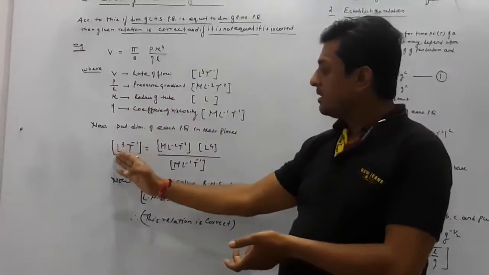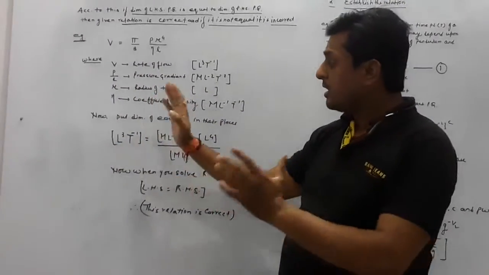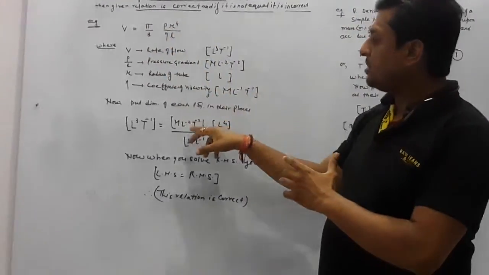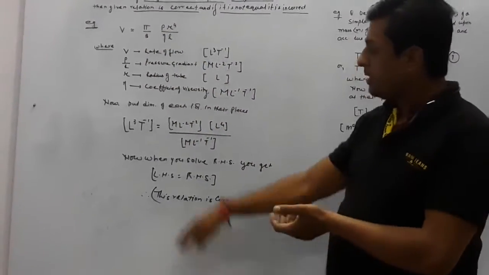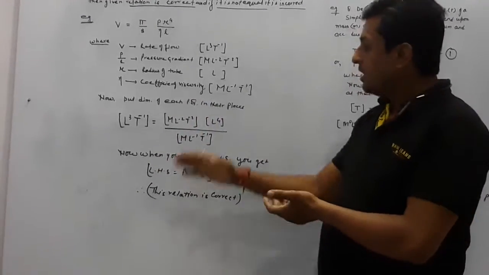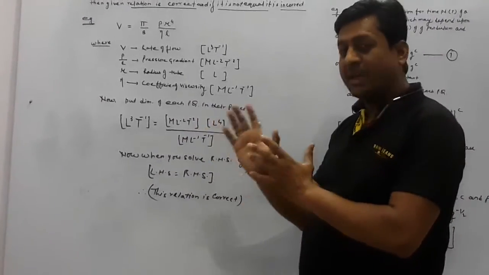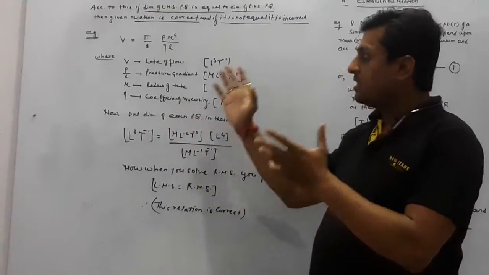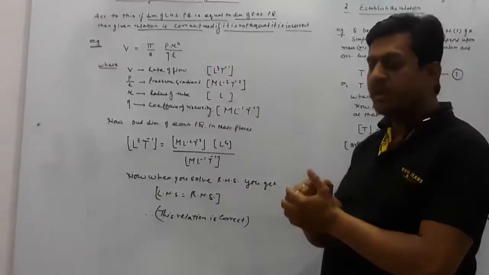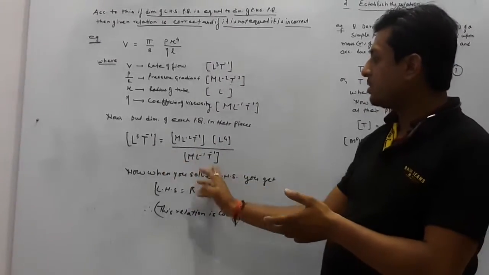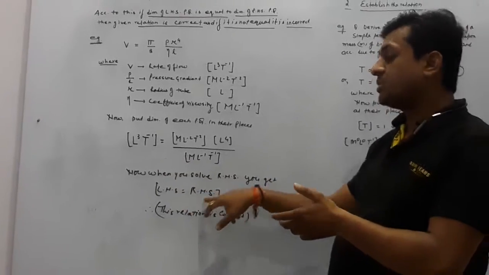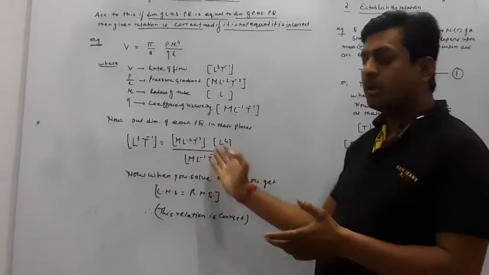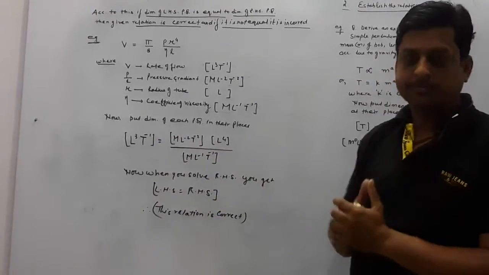On the left hand side, write the dimension of that physical quantity. On the right hand side, in the same pattern as the formula is given, write the dimension of the right hand side physical quantities. Solve the right hand side. If the dimension of the right hand side is the same as the dimension of the left hand side, then the formula will be correct according to this statement. When you see here, both are coming the same, that's why LHS equals RHS. Due to that, this relation is correct. If in case it was not equal, then the relation is wrong.